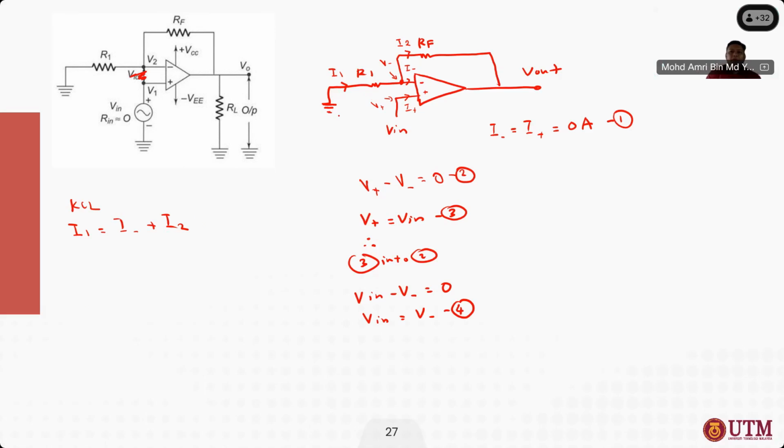So then next you can use Ohm's law. For I1 is zero, the potential minus V minus divided by R1 equals I minus. Since I minus is 0, I minus is 0 plus I2 from this node. Okay, the potential difference of this node to this node for I2, so it means that V minus, okay, this is our V out, divided by RF.